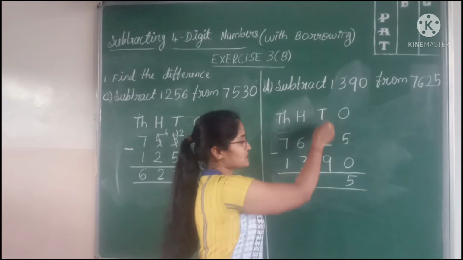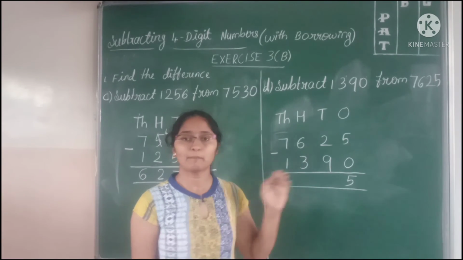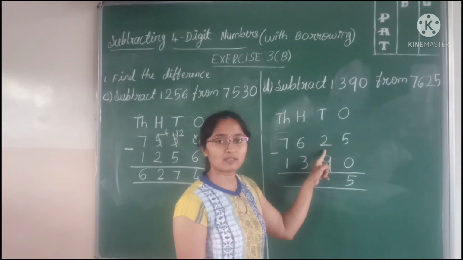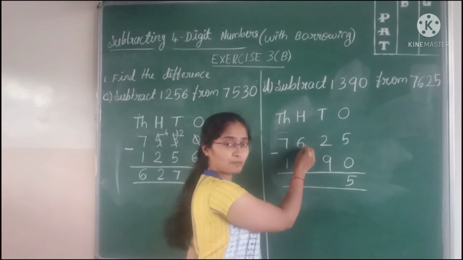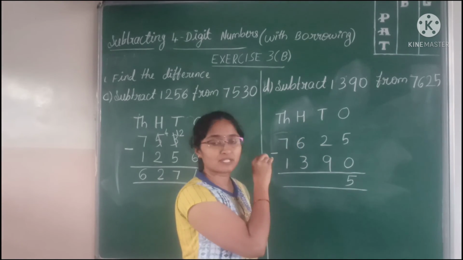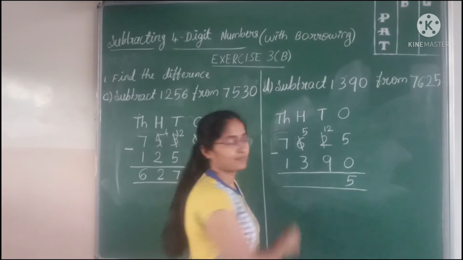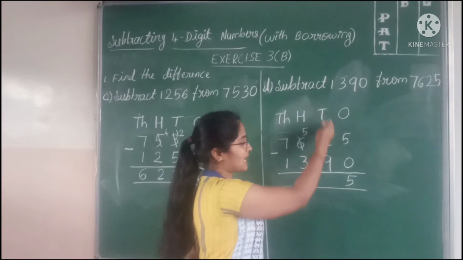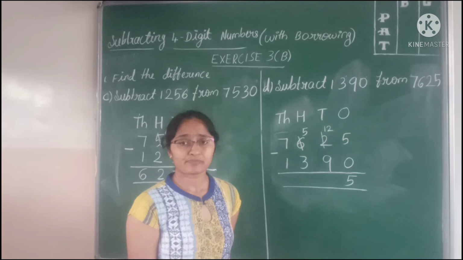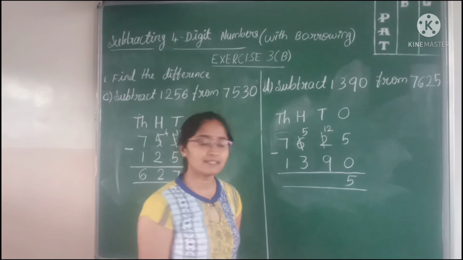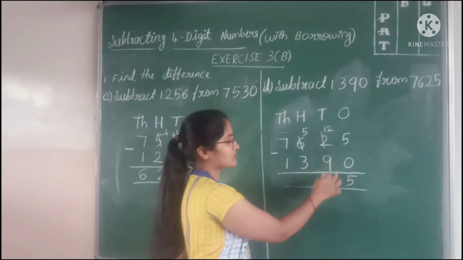Next, the tens place number, that is 2 minus 9. We cannot subtract bigger number from smaller number. So borrow from hundreds place. Here the hundreds place number is 6. When you borrow from 6, this 6 will become 5 and this 2 will become 12. Okay. Now subtract the tens place number, that is 12 minus 9. So 12 minus 9 is 3. You can check the answer. Okay. 12 minus 9 is 3.